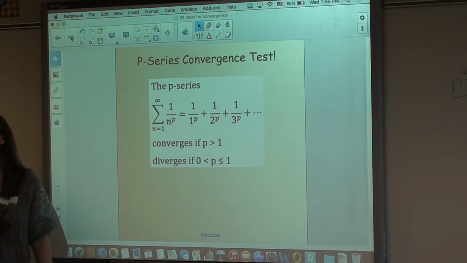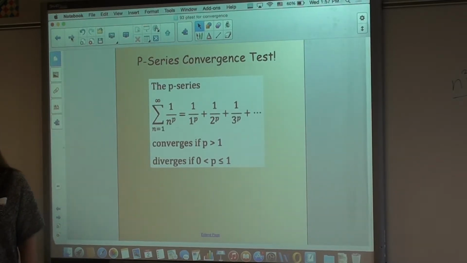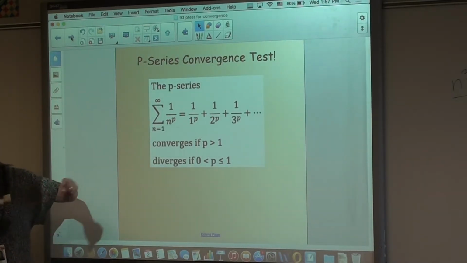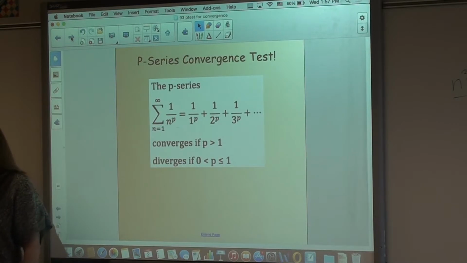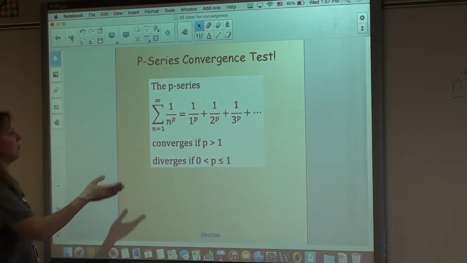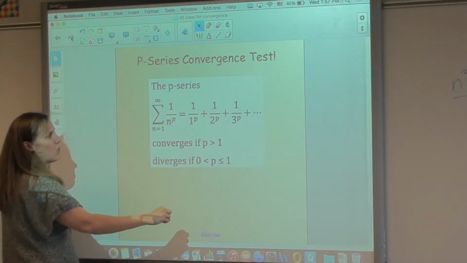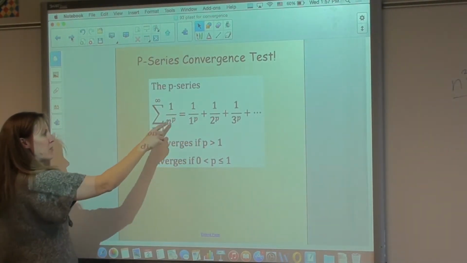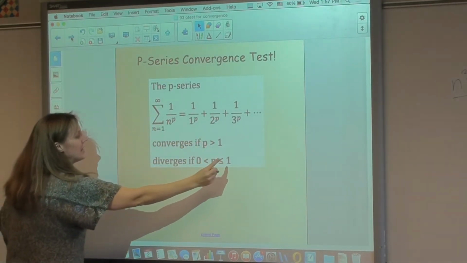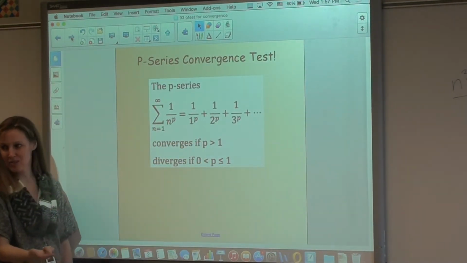Now, there's something real interesting that comes out of the P test. You're going to love the P test, because with the P test, you can honestly just look at it and know if it converges or diverges. If you have a sum of 1 over n to the P, if P is greater than 1, it converges. If P is less than or equal to 1, it diverges.